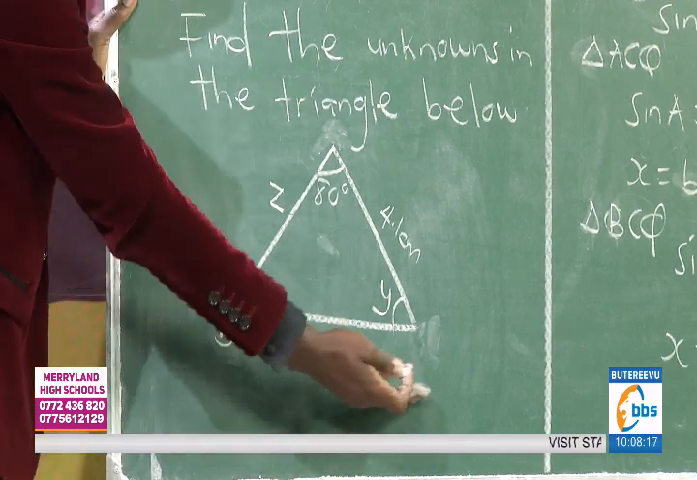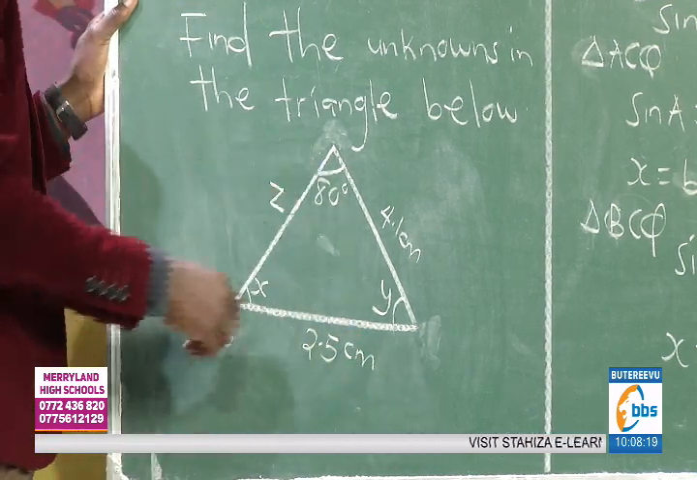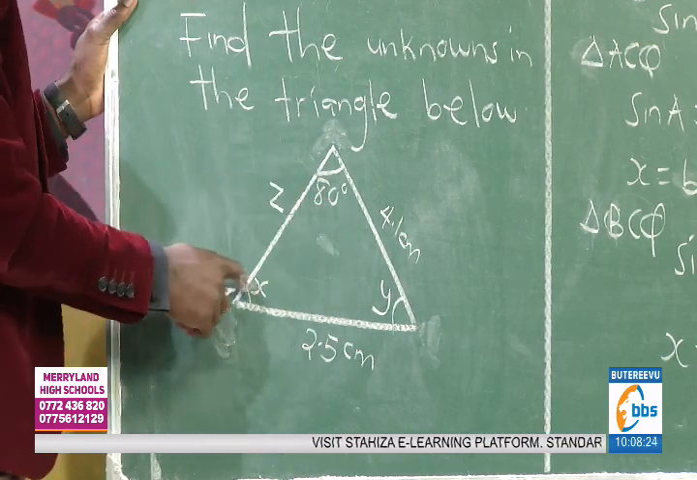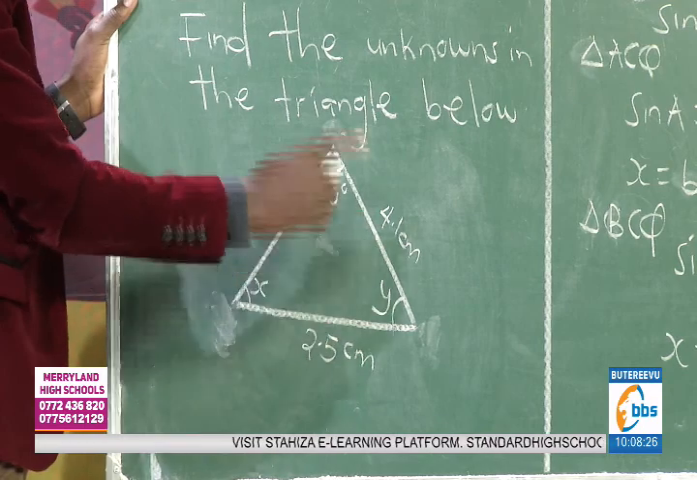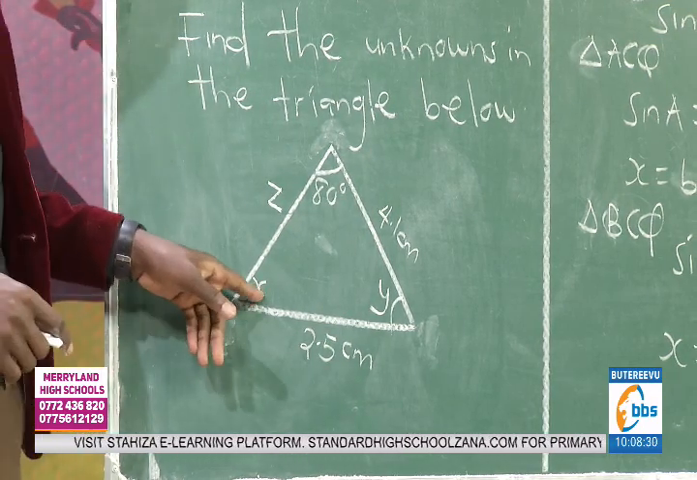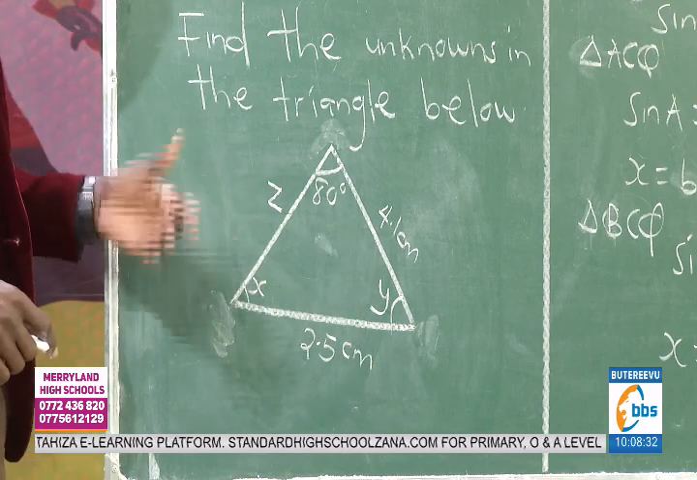Now in this case, we are looking at the example here. They are giving us the triangle, and they are telling us to find the unknowns. So we have 80 degrees here, X, Y, 4.1, 2.5, and Z. It means our task is to find the values of X, Y, and Z. That's what you are going to do.